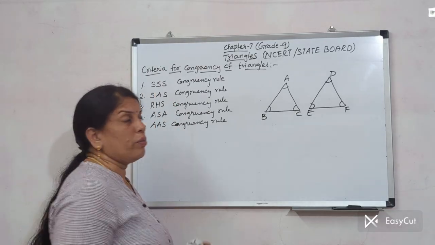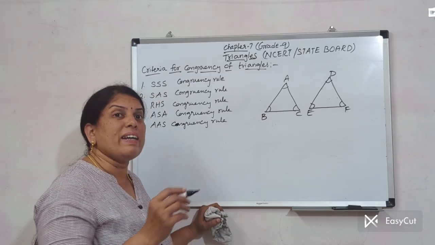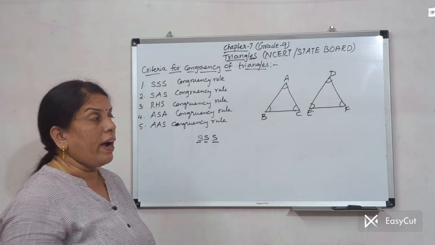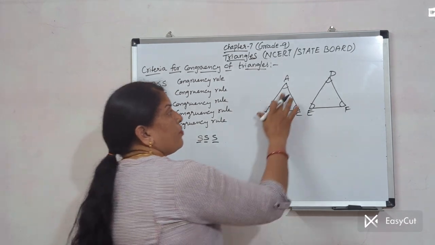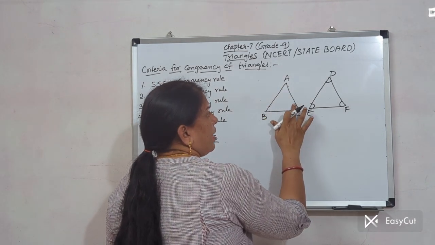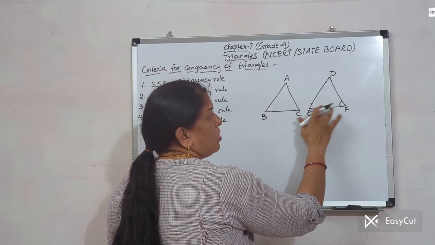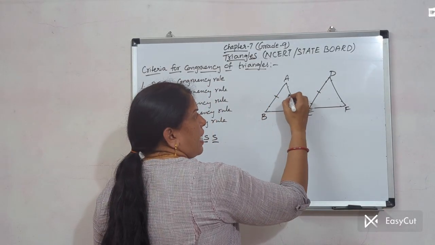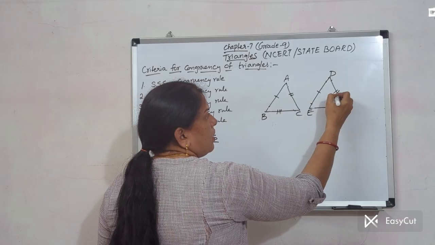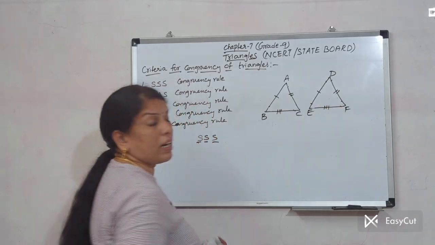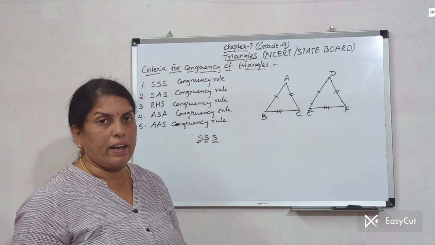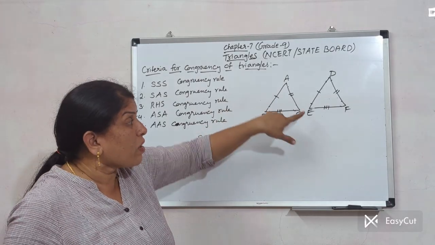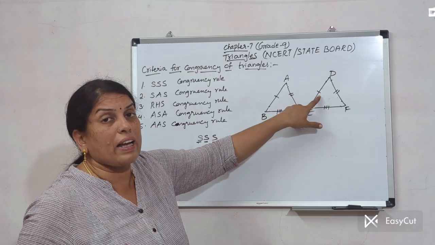What is the SSS congruency rule? SSS means side, side, side. Here I am talking about sides. When the three sides of a triangle are equal to the corresponding three sides of another triangle, then the triangles are congruent.